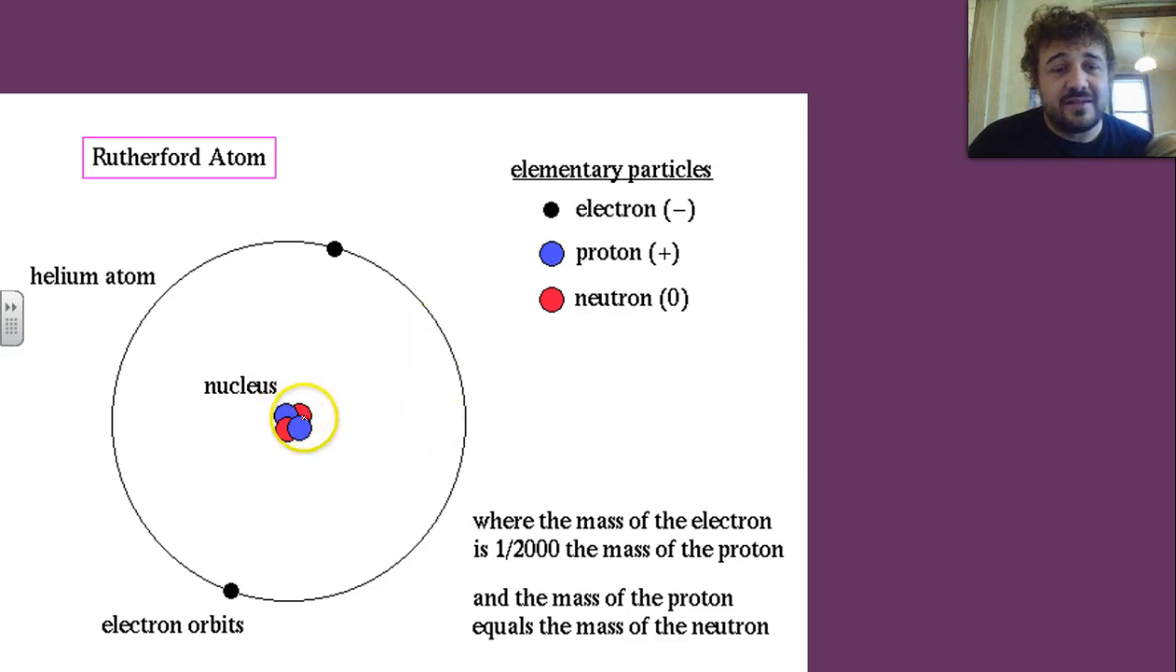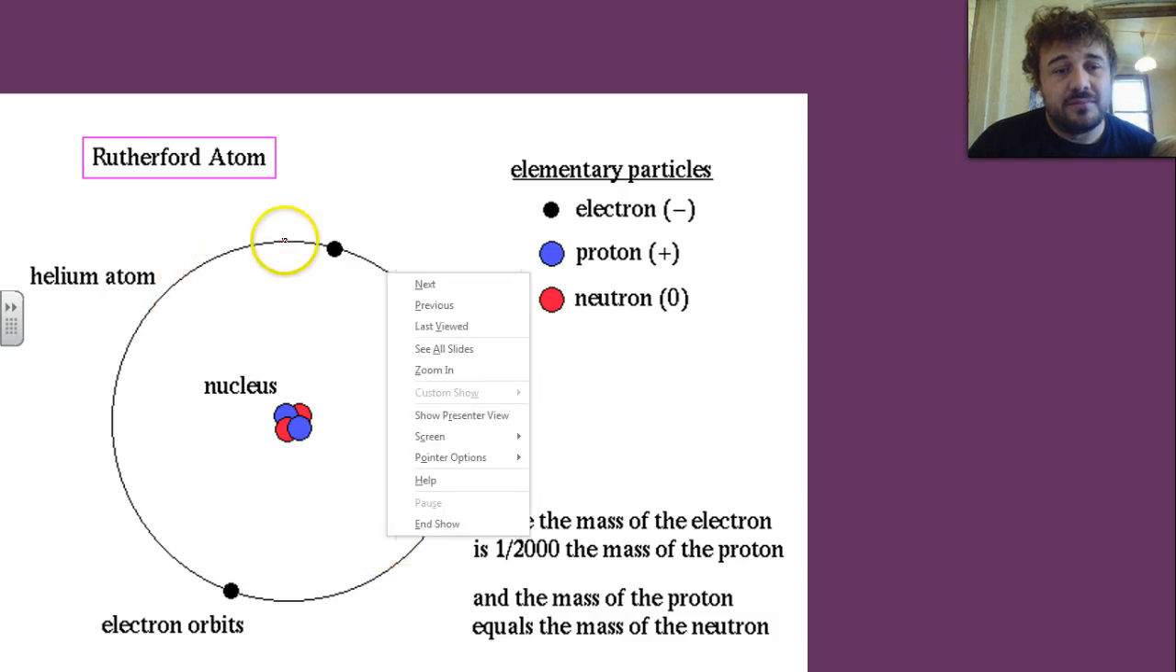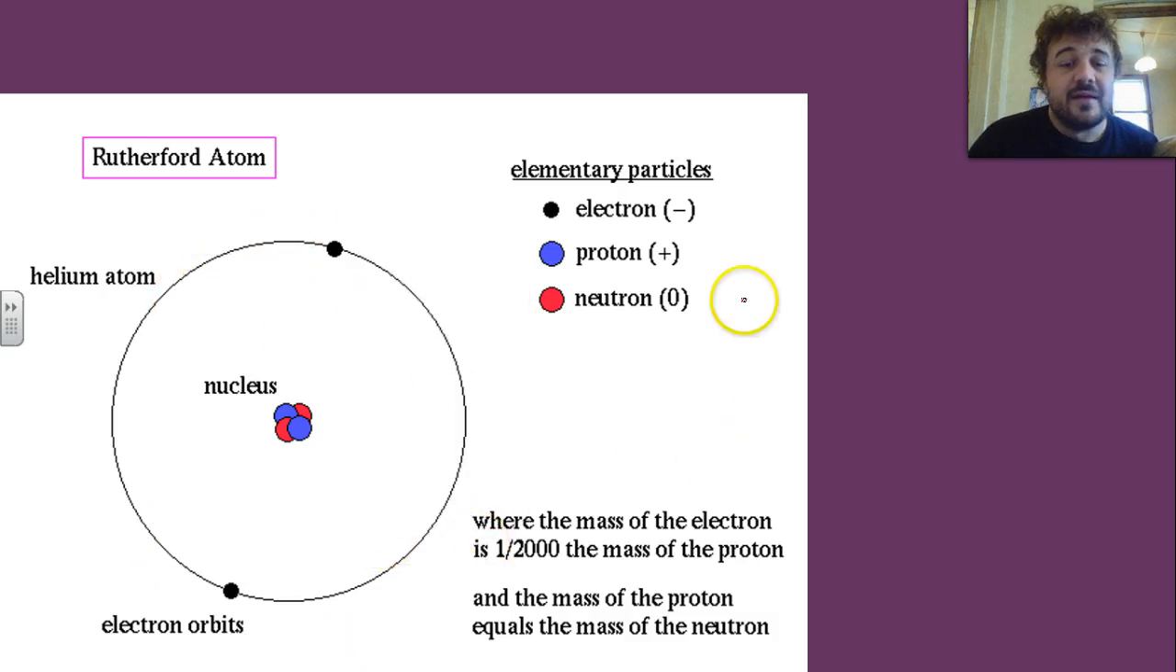All right, so his model looks like this. You've got the nucleus in the middle. There's a helium atom, and the 2 electrons orbiting around the outside. Alright, so make sure you draw that down.